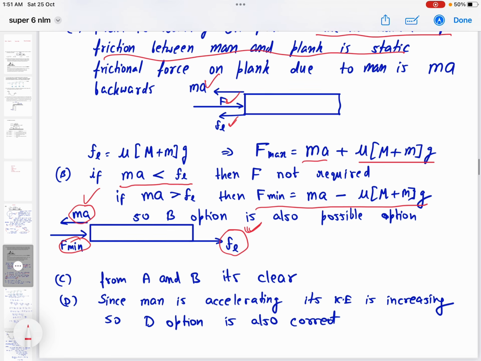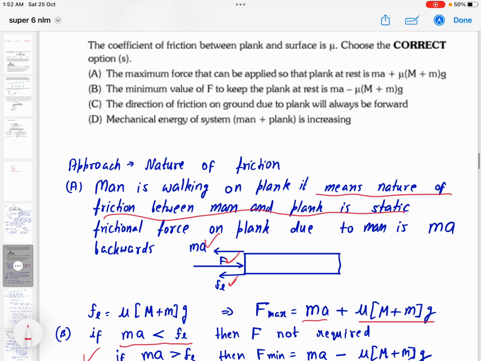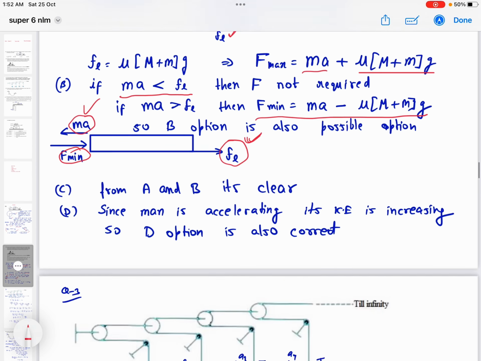So C is clear. Now since the man is accelerating, his kinetic energy is increasing. So you can say D is also the correct option, meaning the mechanical energy of the system is increasing.